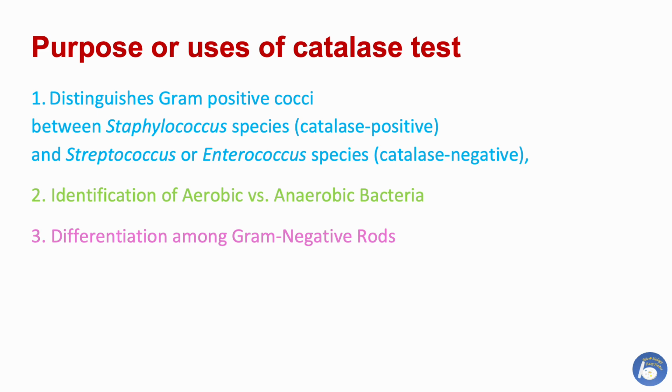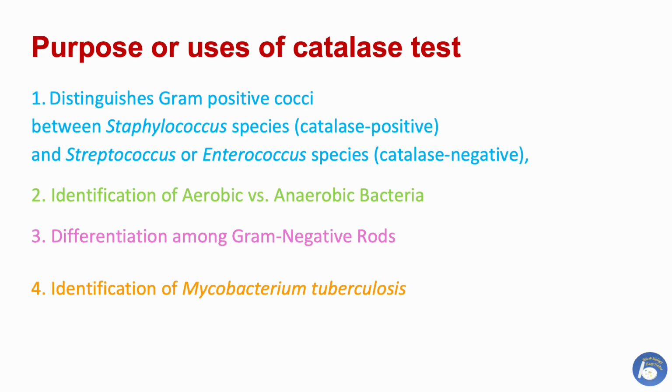Differentiation among gram-negative rods. The Catalase test is commonly used to differentiate between various bacteria, and some gram-negative rod-shaped bacteria can be identified using this test. Specifically, many Enterobacteriaceae are catalase positive, while some like Campylobacter and Helicobacter are catalase negative.